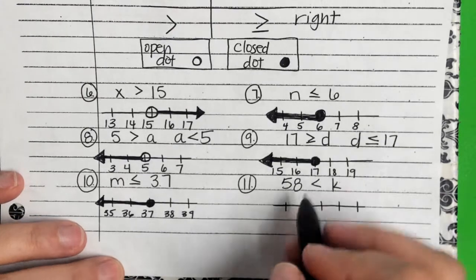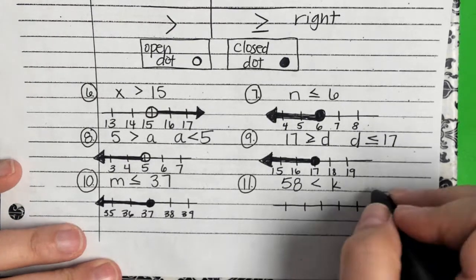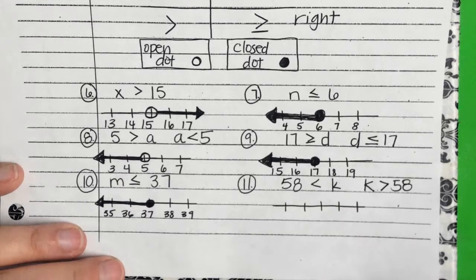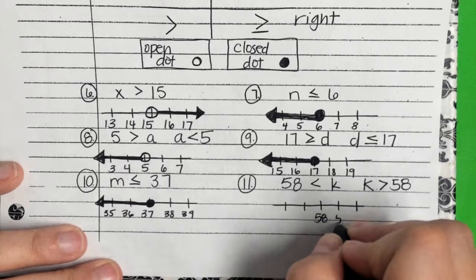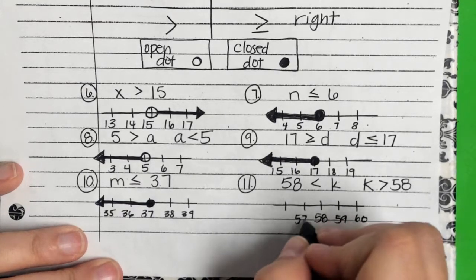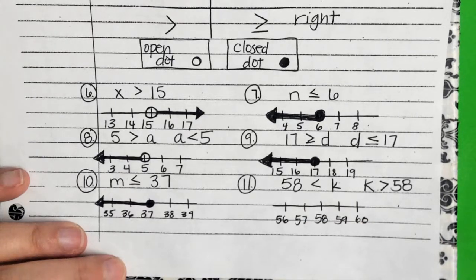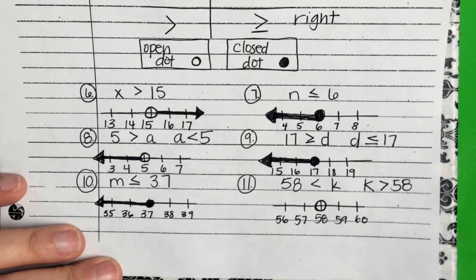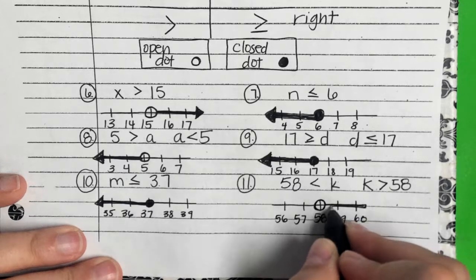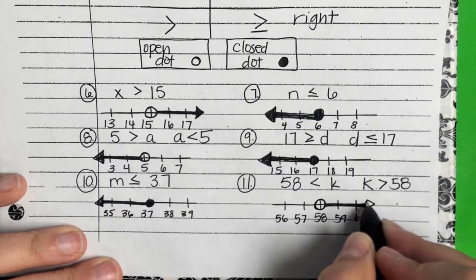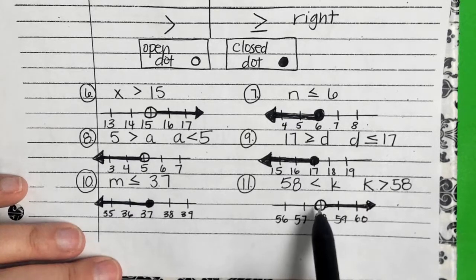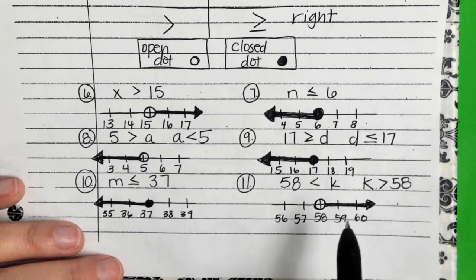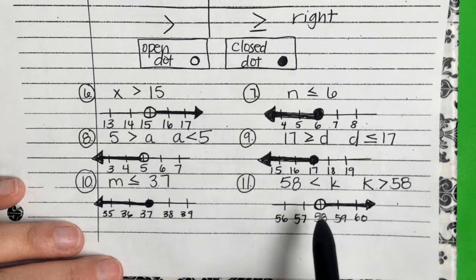Okay. All right. 58 is less than K. How do I rewrite that? K is greater than 58. Very good. So I put my number in the middle. Is it an open or closed circle? Open. There's no line. And which direction do we shade? To the right, because it's everything greater than 58. And the whole point of this, guys, is this does not include 58. It's everything greater than 58. It could be 58.1. It could be 58.01. But it's not 58. Okay?